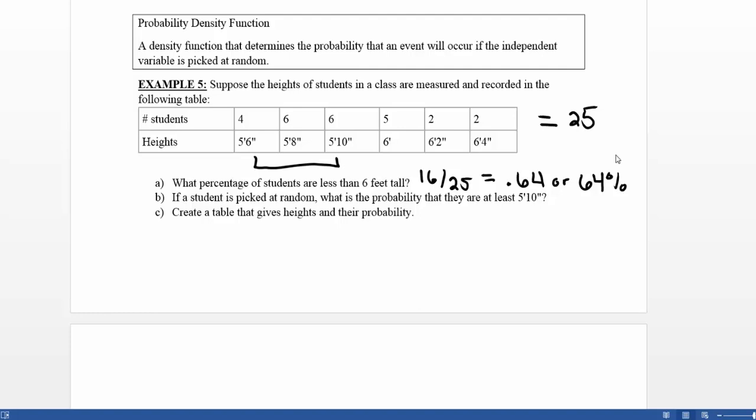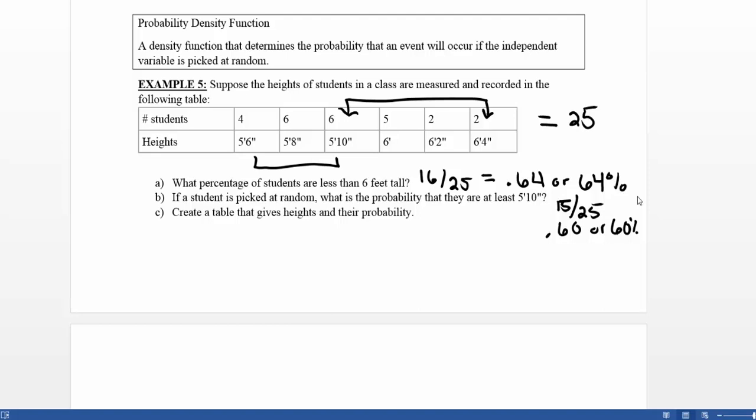And so the probability is going to be the fraction of the population that represents this characteristic. So at least 5 foot 10 means that we're going to be doing 5 foot 10 and above. So at least 5 foot 10, there are 6 plus 5 plus 2 plus 2 students. So that means 15 students are represented in this population. So 15 out of 25 is going to give me 60%. So 0.60 or 60%. So since 60% of this population meets this requirement, that means if I were to pick one student at random, there is a 60% probability that they will be at least 5 foot 10, because that is the fraction of the population that has that characteristic.